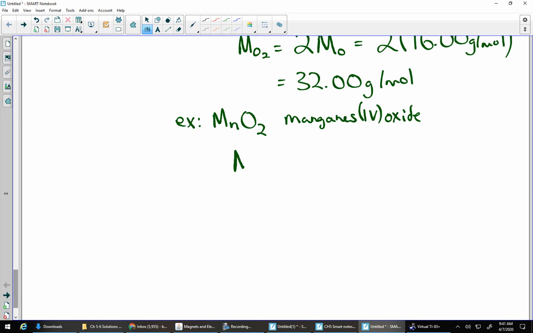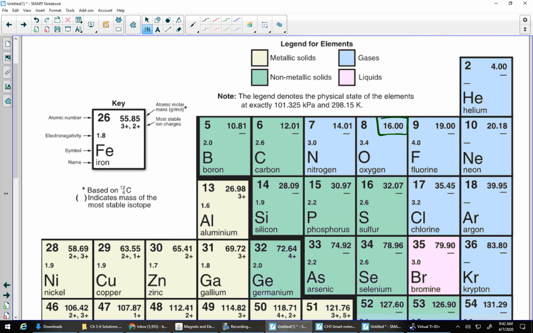So let's go through and check this out. The molar mass of manganese oxide, MnO2, is equal to, so I have 1 manganese atom, the molar mass of my manganese, plus I have 2 oxygens, so 2 times the molar mass of an oxygen atom.